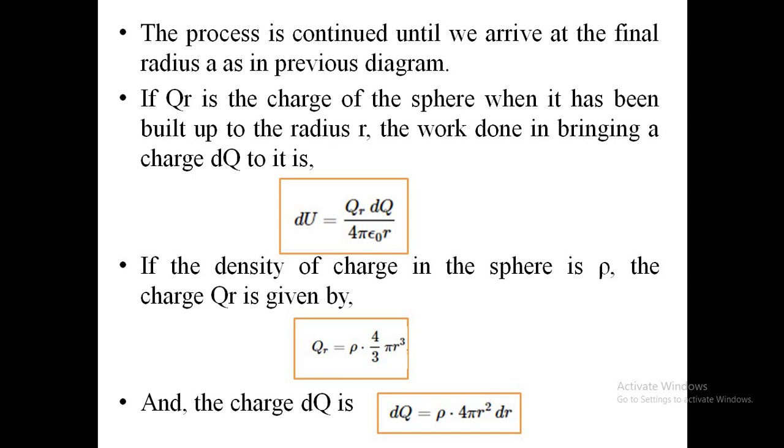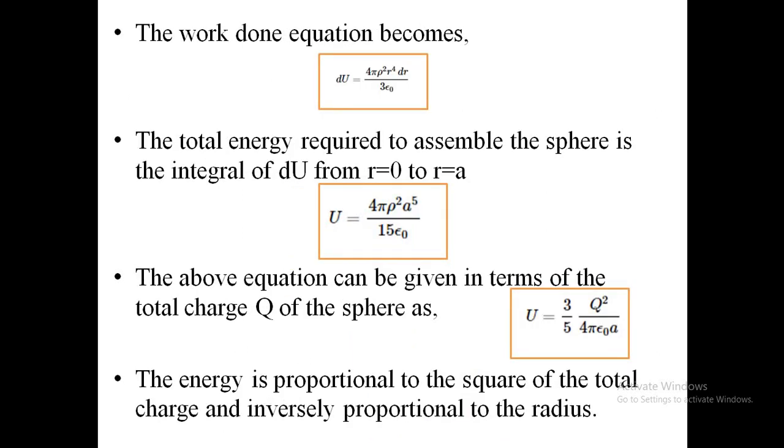Substituting these values in the work done equation dU, we get the equation as dU is equal to 4 pi rho square r power 4 dr divided by 3 epsilon naught, and we can obtain the total energy required to assemble the sphere by integrating the value with r equal to 0 to r equal to a, and we get the value of total energy U as 4 pi rho square a power 5 divided by 15 epsilon naught.